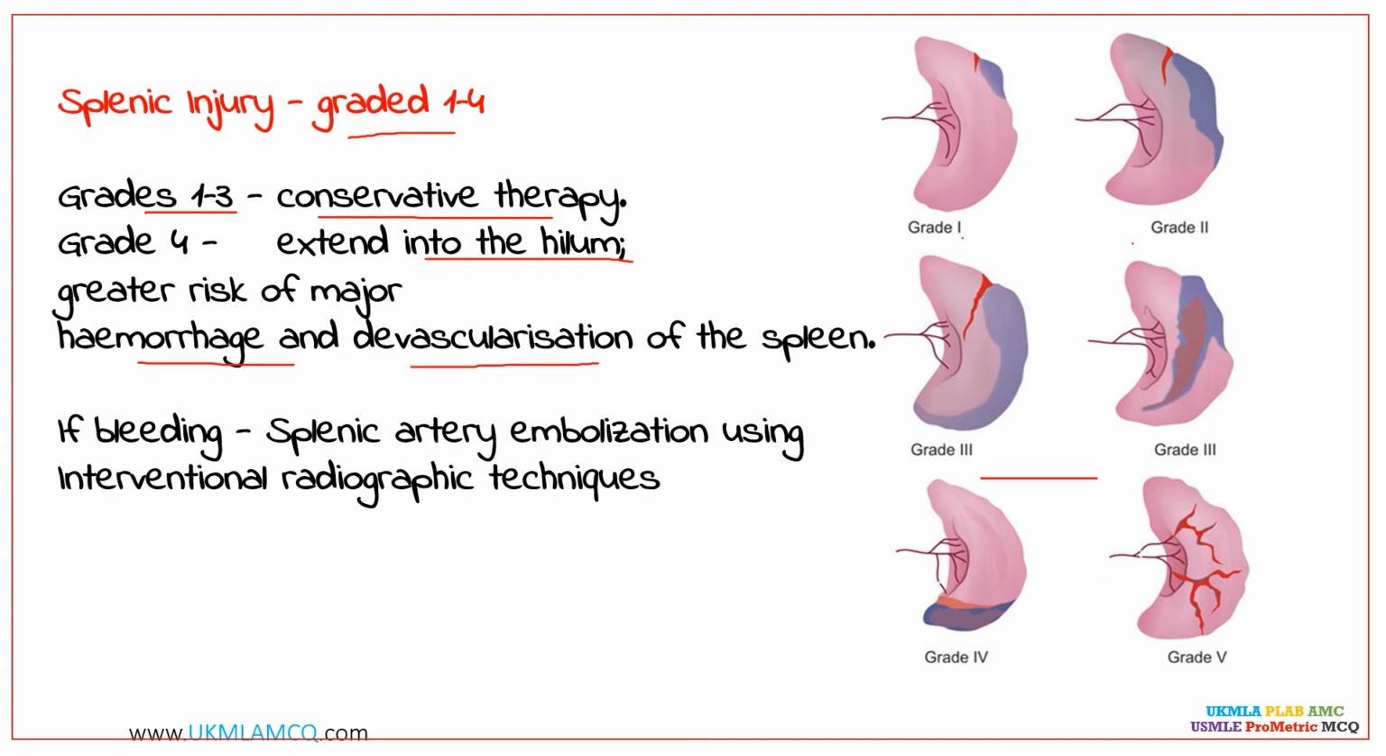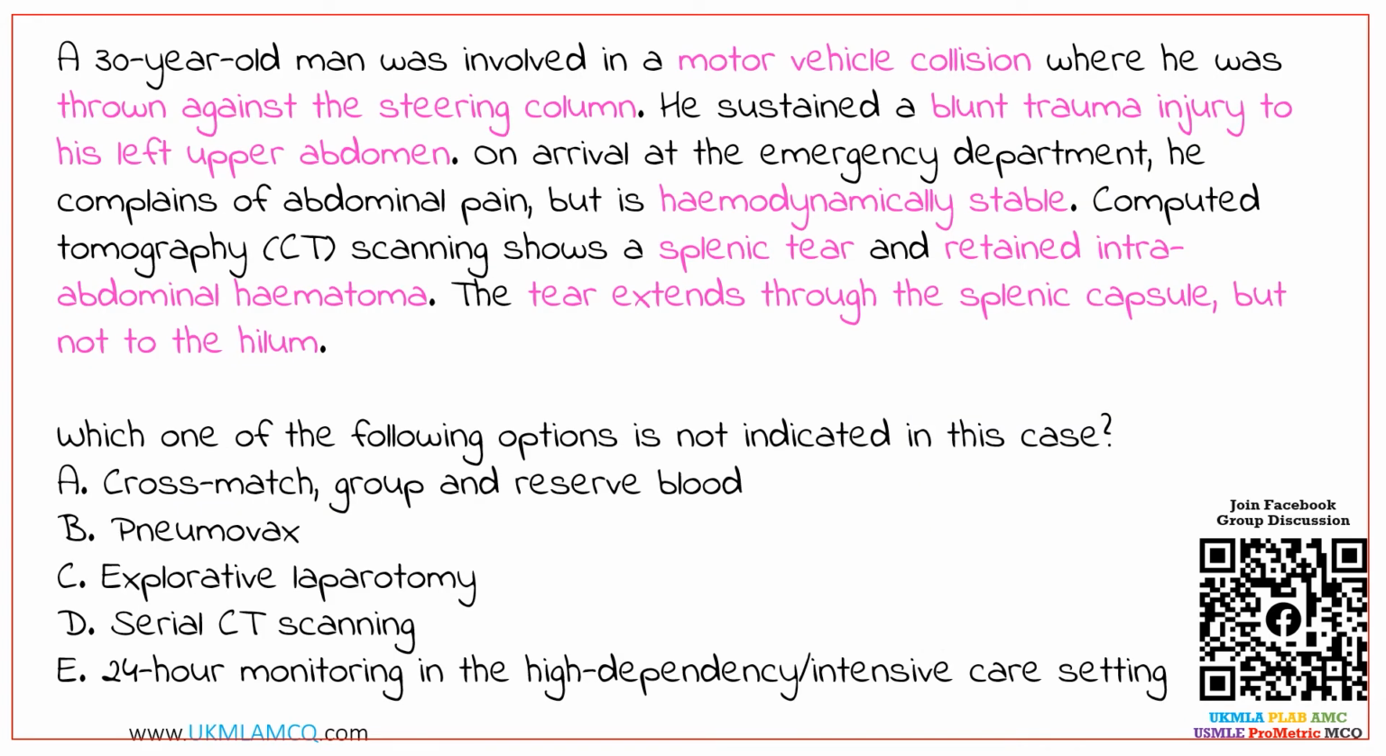Significant controversy has existed regarding the management of this group of patients, although evidence suggests surgery can be safely avoided in hemodynamically stable patients using conservative measures. Splenic artery embolization using interventional radiographic techniques can be used if major hemorrhage is suspected. This is a little bit of extra knowledge. And back to our MCQ.